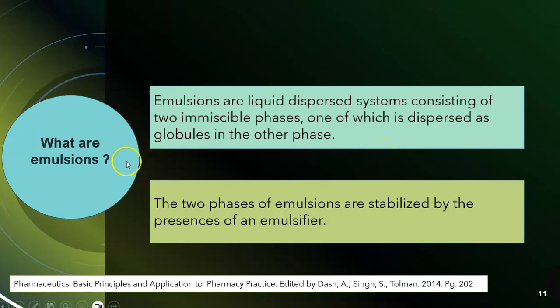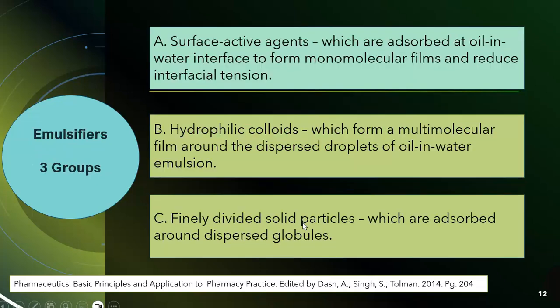Now, what are emulsions? Creams are emulsions. Emulsions are liquid dispersed systems consisting of two immiscible phases. So there's a water phase and an oil or a lipid phase, which are not compatible. And so because of that, you need a stabilizer. They have to be stabilized by the presence of an emulsifier.